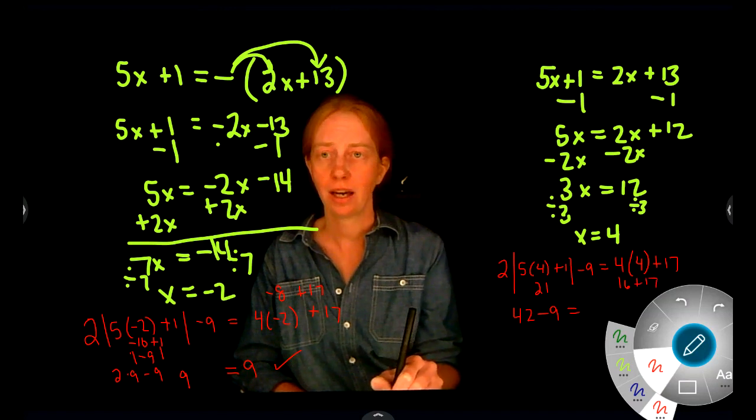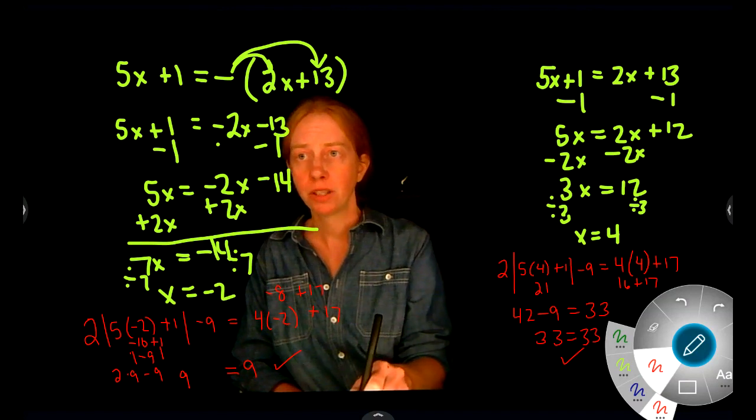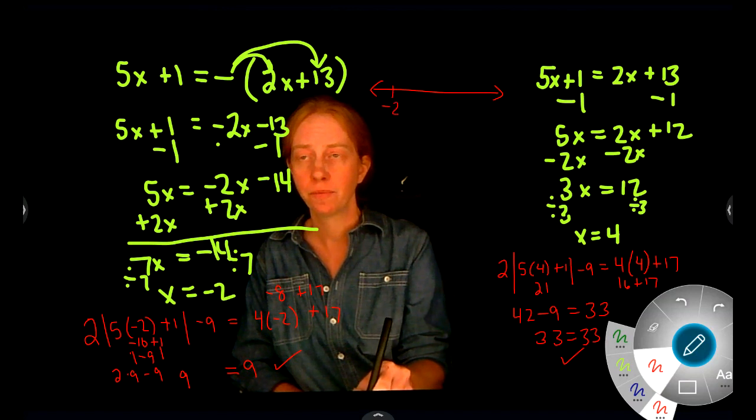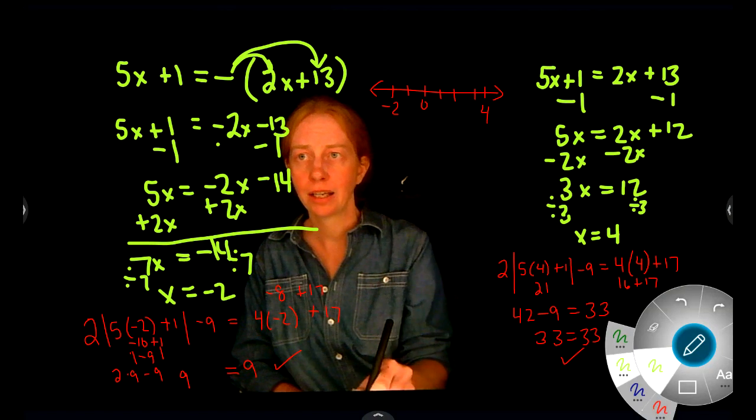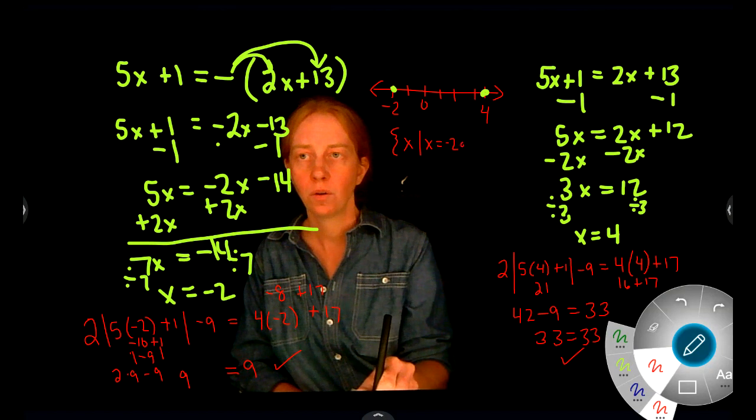So over here, I have 33. I didn't really finish this one, but this is also 33. So 33 equals 33, check. So if I was to graph this, my solution would look like this. So I would have the negative 2, negative 1, 0, 1, 2, 3, 4. Okay, and my solution I'll highlight is there's a dot here, and there's a dot here. Now, I could also write this again in that set notation. I could say x such that x equals negative 2 or x equals 4.